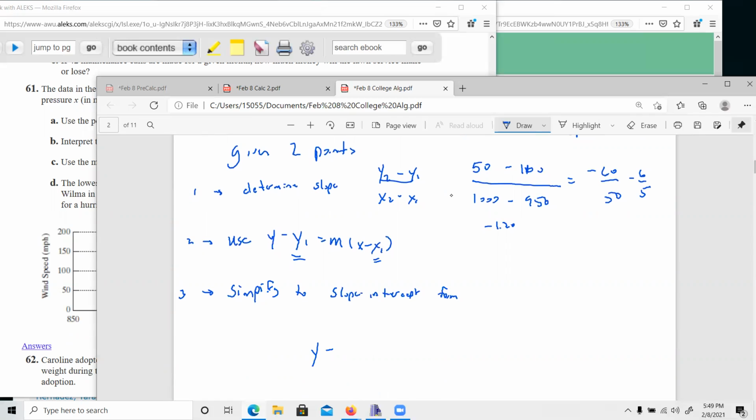So we have y minus... no, we have y minus 50. What am I doing? Equals m. This was negative 1.2 or negative 6/5. Okay. And then x minus 1,000.